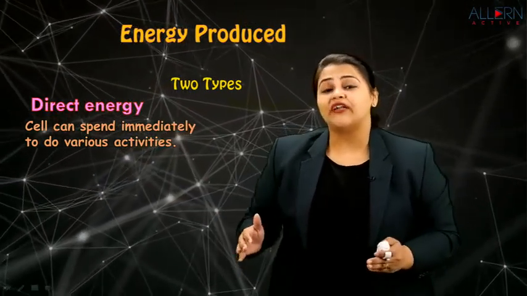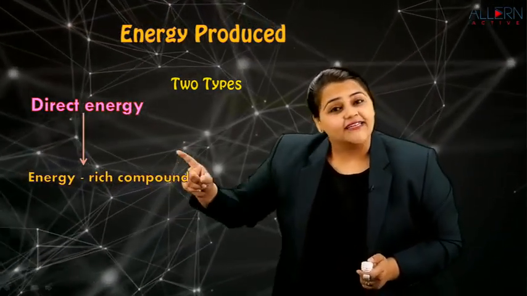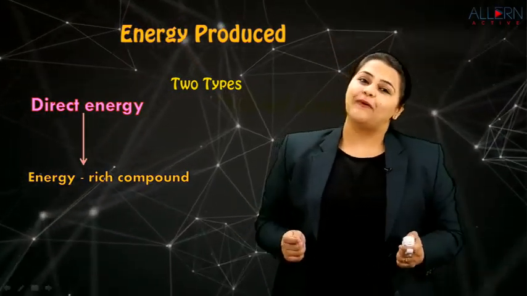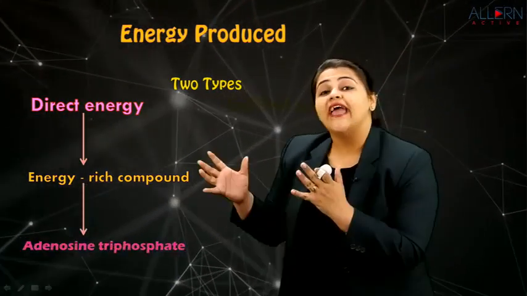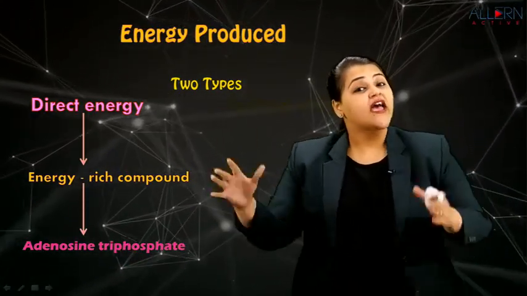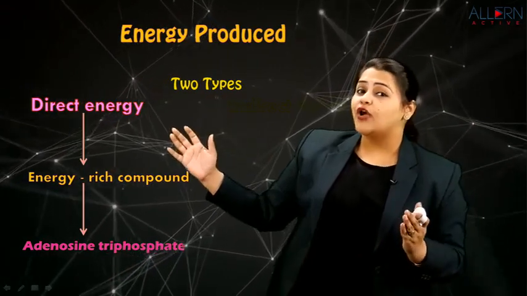Now, when you talk about direct energy, that in the cell is present in the form of an energy-rich compound which is called adenosine triphosphate, which is also known as the ATP molecule.